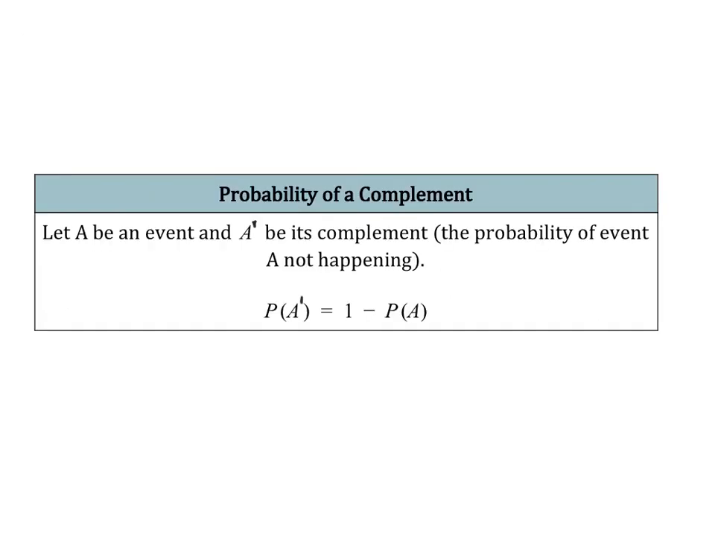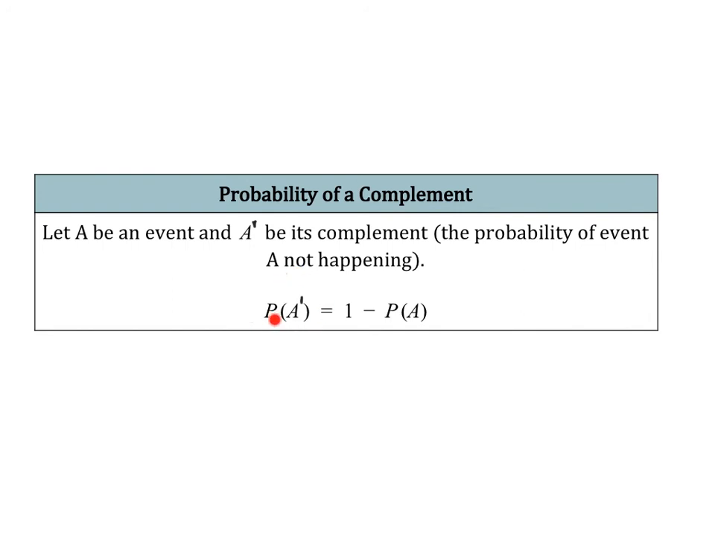All right, last but not least, I want to talk about the probability of a complement. So if A is some event, A prime is its complement, and a complement is the probability of event A not happening. So essentially, A and A prime should add up to 1. So for example, if there's a 60% probability that something will happen, there's a 40% probability that it won't. If there's a 30% here, there's a 70% here. So they should always add up to 1 or 100% if you're working with percentages.